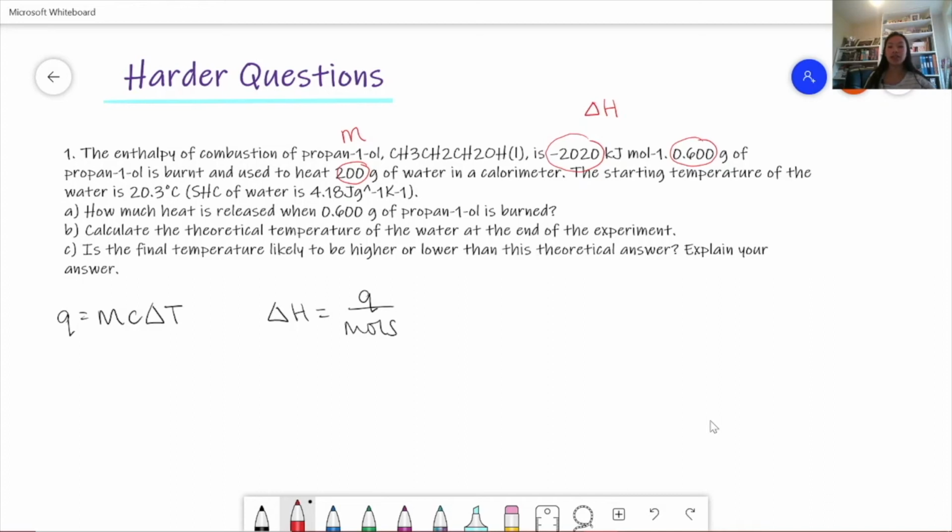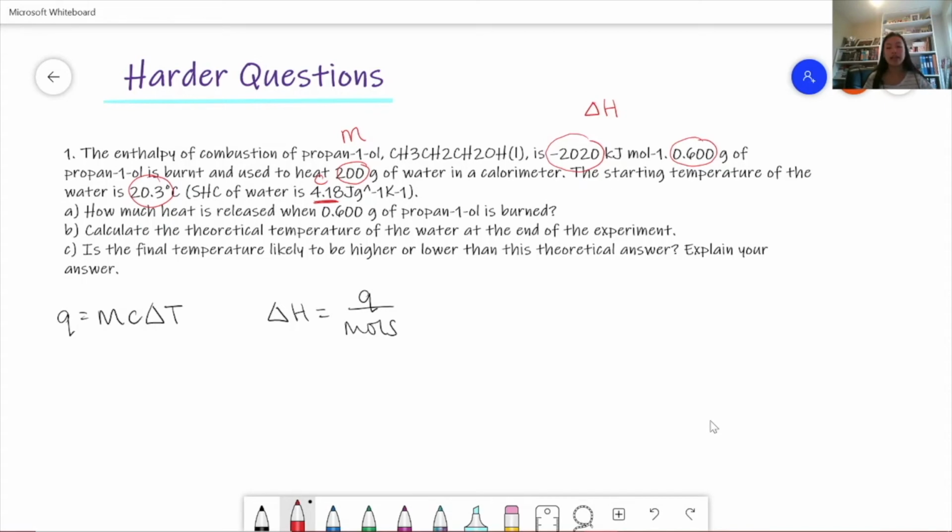The starting temperature is 20.3 degrees. And we've also got C here, which is the specific heat capacity. So from this, we can tell that we can't use this straight away because what we're trying to find is the delta T. And so we use this equation first.